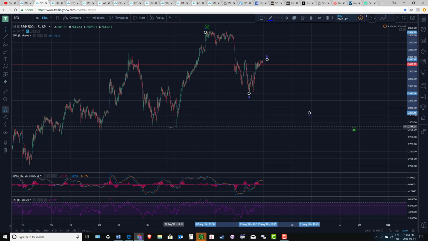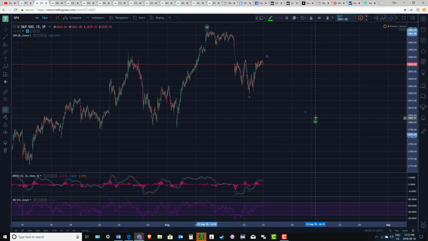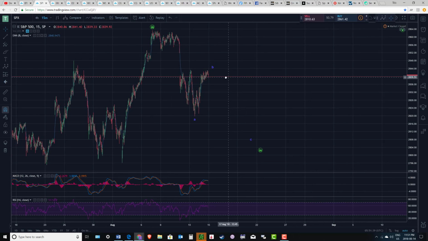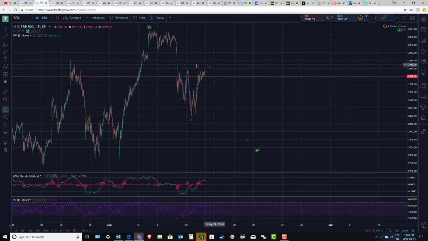And we have this previous pullback level here. It wouldn't be uncommon to go and test that maybe, but ideally, if we want to continue the higher low pattern, we actually finish the pullback above this level, and then maybe have something like that. But I'll go with the Thinkorswim platform here in a moment, just to show a potential way to play this.